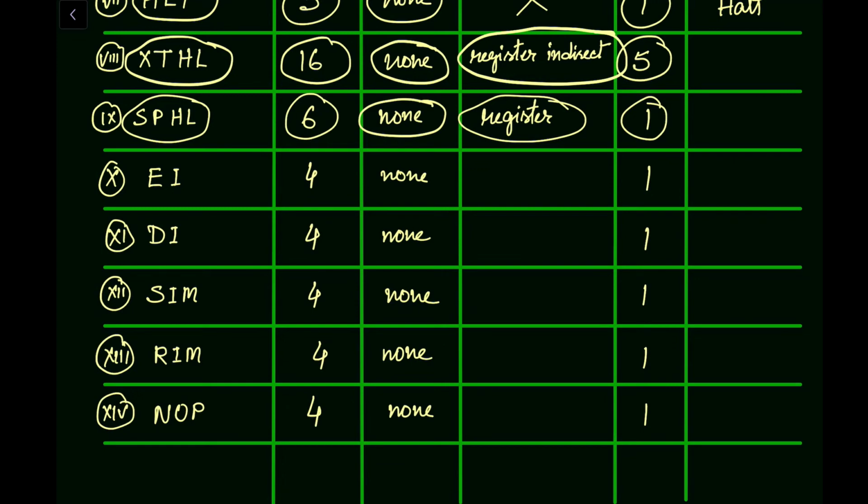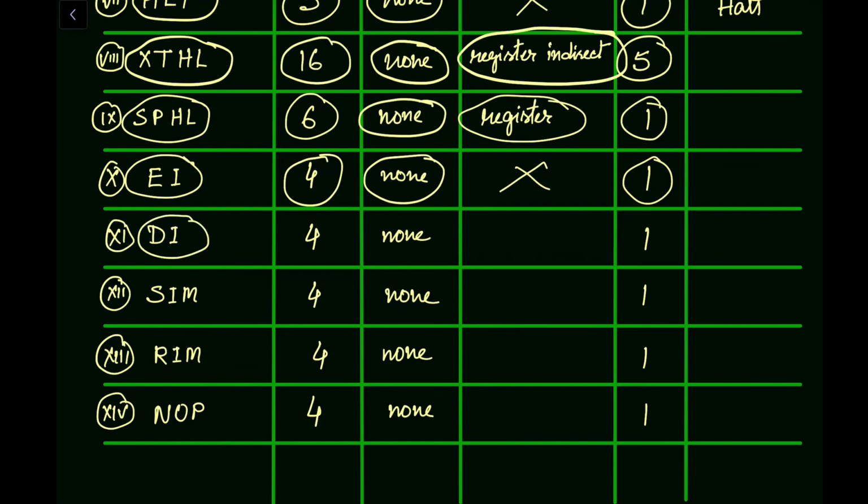Next we have the EI. EI means it is the interrupt enable. It is the enable interrupt. When this instruction is executed, the interrupts are enabled. So this is very much simple. This is a one machine cycle instruction. 4 T states are required. None of the flags are modified. So this doesn't require any type of addressing mode. Addressing mode is required when there is data manipulation.